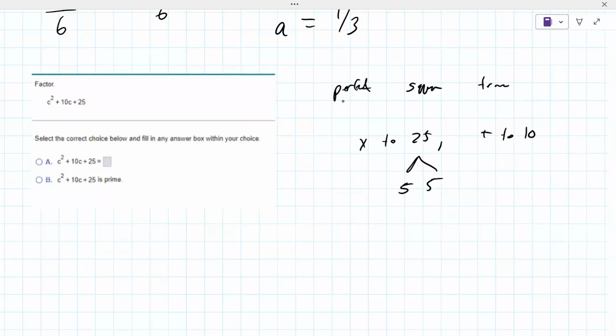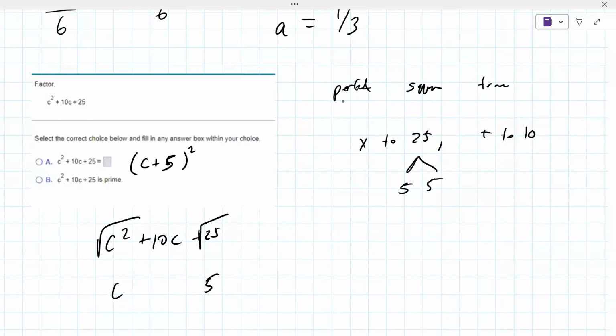And so the perfect square trinomial has the form of c plus 5 squared. The other way to do it is you take the square root of the first term, c, and the square root of the last term, 5, multiply them together to get 5c, and then double it, 10c, to get the middle term. That's how you know that it's a perfect square trinomial. But more generally, it's two numbers that multiply to the last term but add to the middle. Oh, okay, okay.